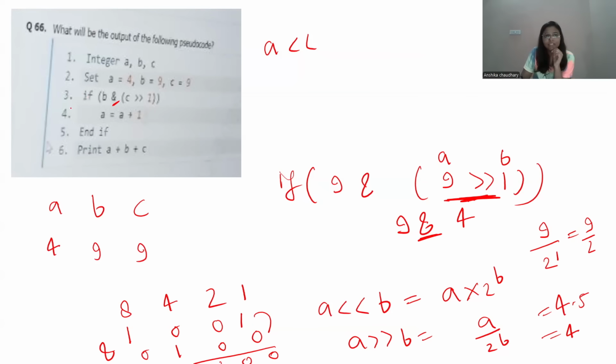So if it is 0, so we will come here because we are not going into the if part and directly we need to print A plus B plus C. So B and C are 9 and 9, that means 18 plus 4 will become 22. So 22 will be our final answer. I hope it is clear to you, right?